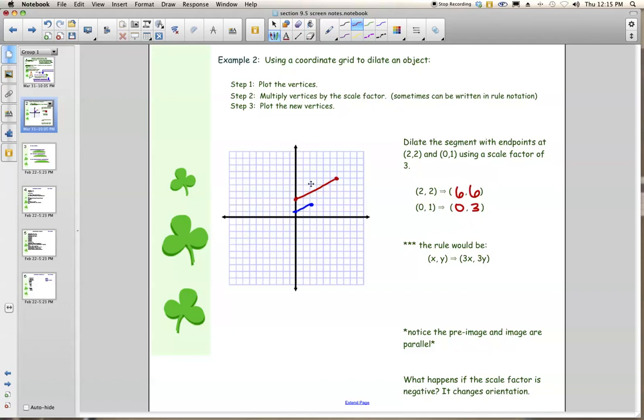And you can see that this segment is 3 times longer than our original. The blue is the pre-image, the red is our image. If we wrote that in rule notation, it would look something like this. X and Y would move to, X would move to 3X and Y would move to 3Y.